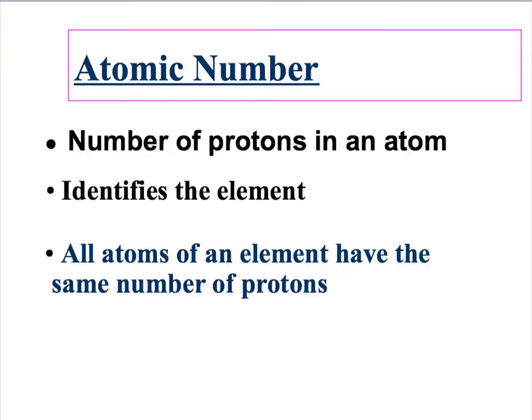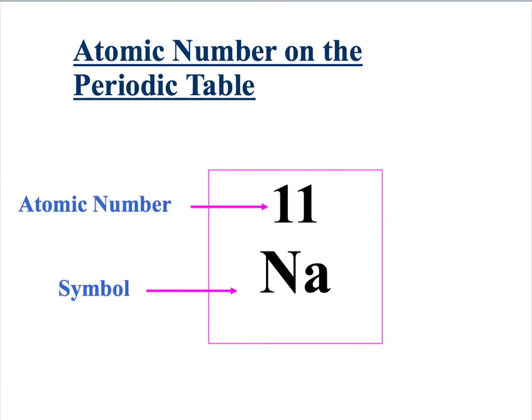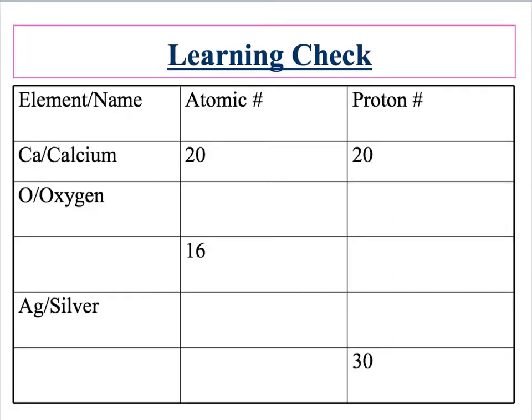The number of protons in an atom is also called the atomic number. The atomic number identifies the element, and all atoms of an element will always have the same number of protons. Using a periodic table, you should be able to identify the atomic number and the number of protons in each of these elements. So take a minute, get a periodic table, and see if you can fill out this chart below.